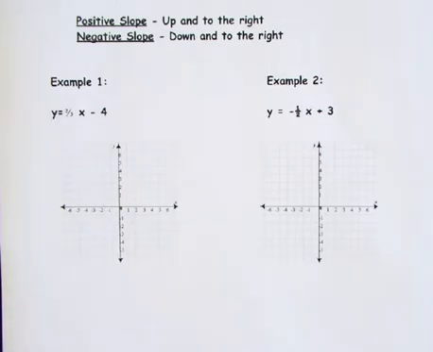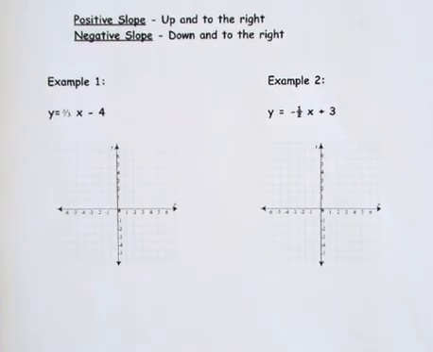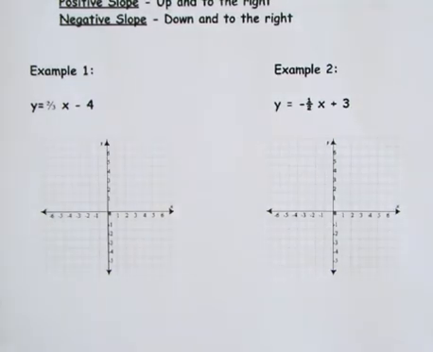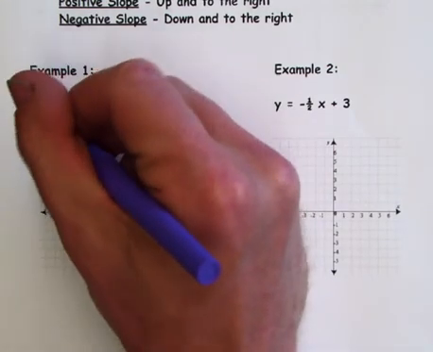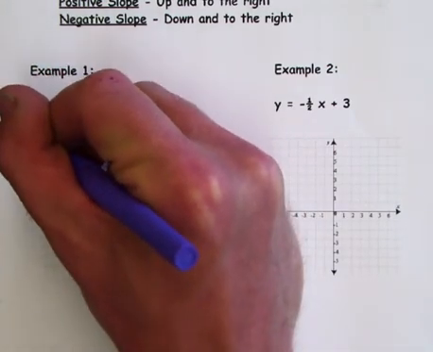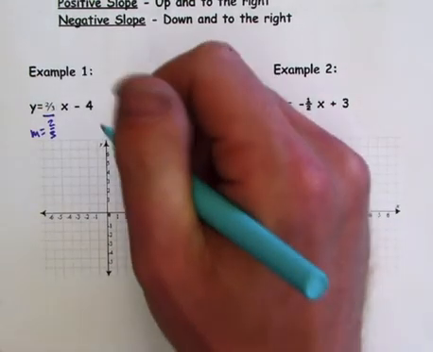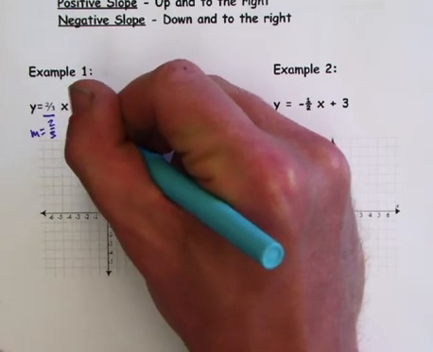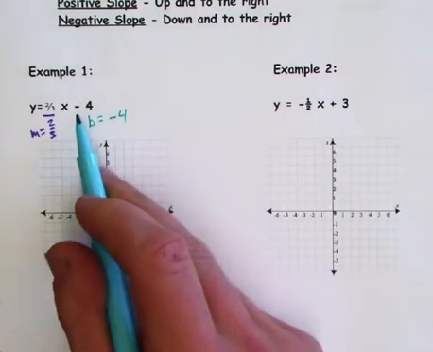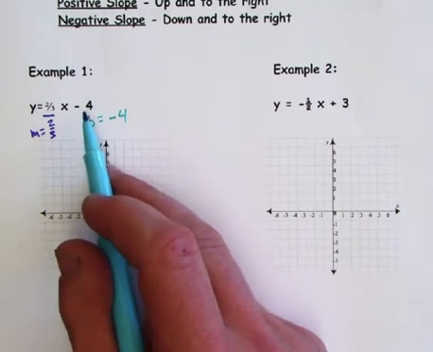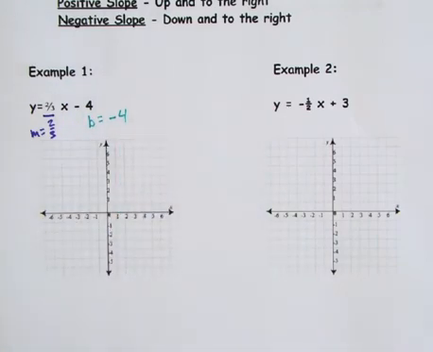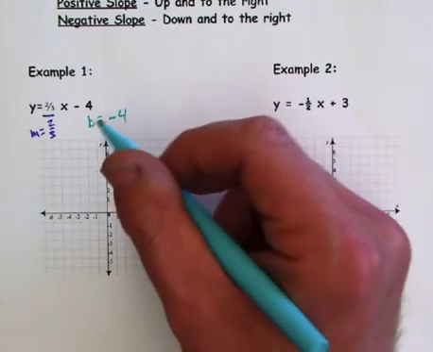Example 1 says y equals 2/3 x minus 4. Well, our slope is going to be 2/3. m equals 2/3. Our y-intercept, from y equals mx plus b, is going to be negative 4. Note that it's x minus 4, so because it's minus 4, it's negative 4 for b. So the first thing we're going to do is put a point at (0, -4).